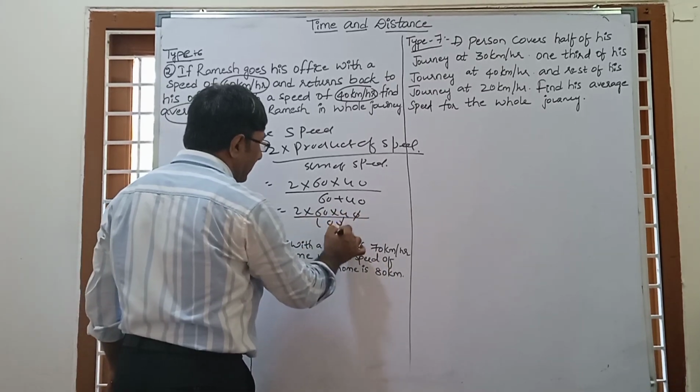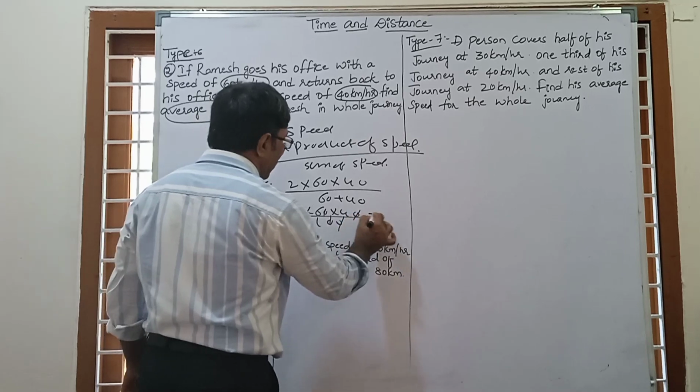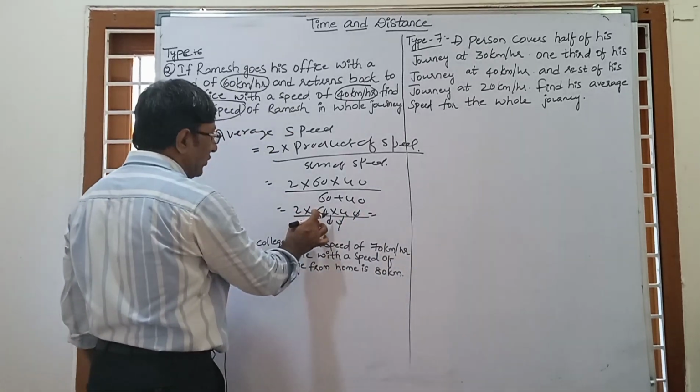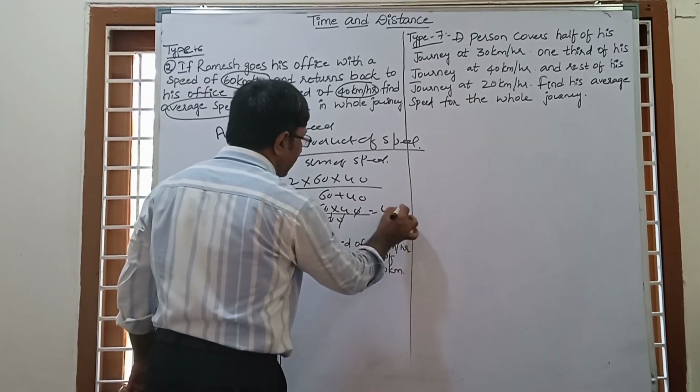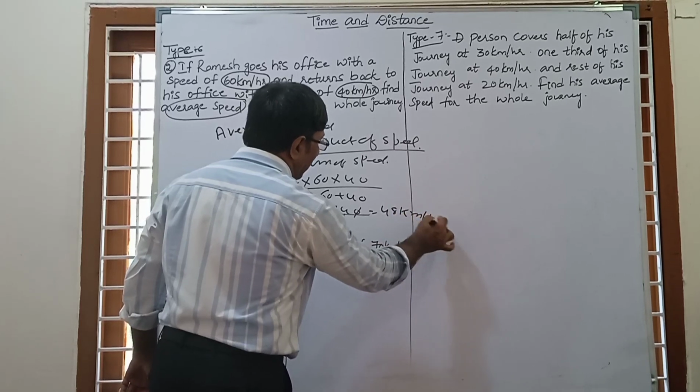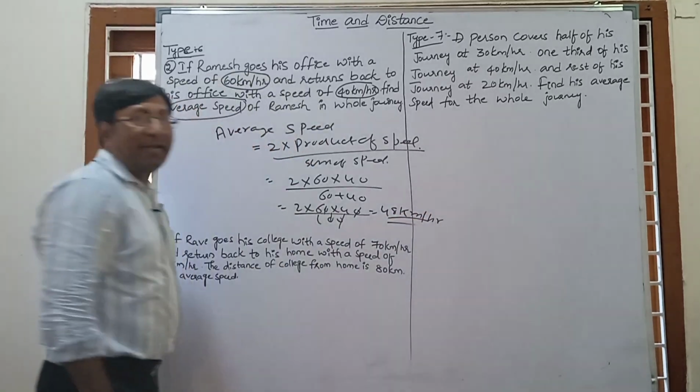So this 0 cancels and this 0 cancels. So what is your answer? 2 sixes are 12, 12 fours are 48. So 48 km per hour is the correct answer.